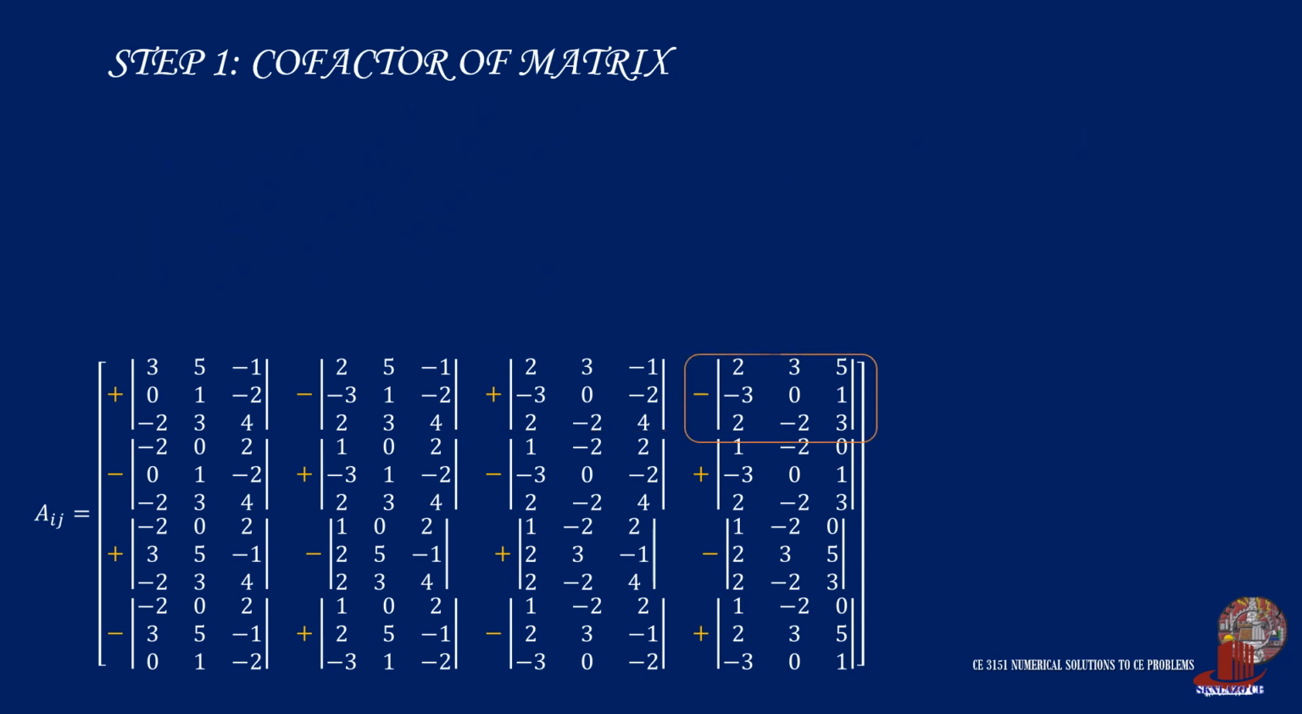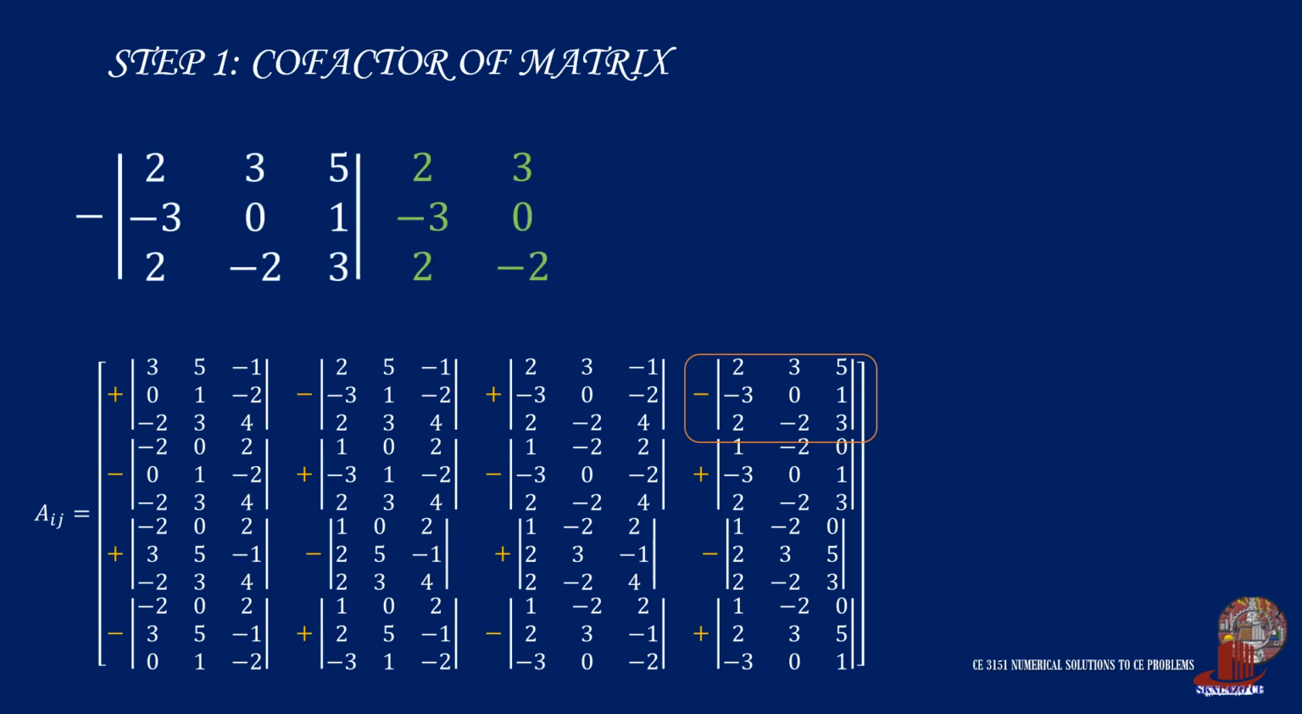Let's take another solution for determinants to complete the first row. The diagonals start with 2, 0, and 3, and that is 0. The second diagonal has 3, 1, and 2, which makes 6. And lastly, 5, negative 3, and negative 2, giving the product of 30.